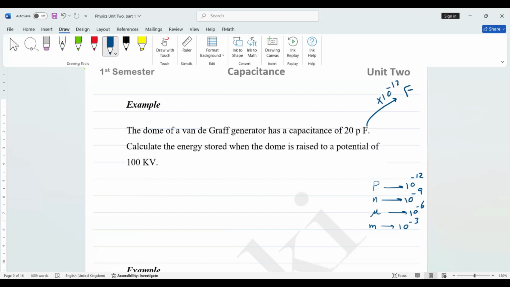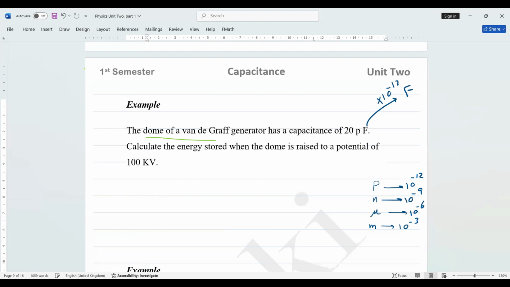First, we have to write the given. The dome of the Van de Graaff generator has capacitance C, which is 20 picofarad. From picofarad to farad, multiply by 10 power negative 12, so it's 20 multiply 10 power negative 12 in farad. Calculate the energy, so we need W. It is raised to a potential V, but it is in kilovolt. We convert to volt: kilovolt is multiply 10 power 3.